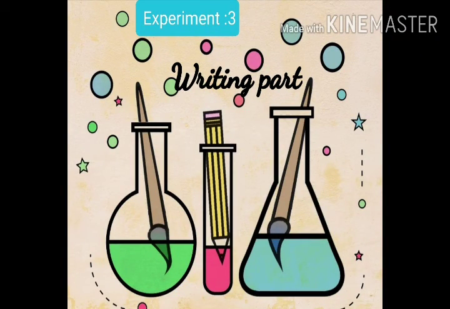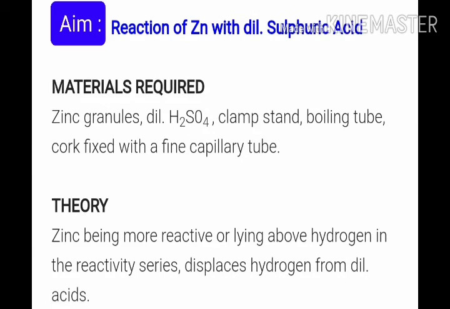Yes children, in this video we just learn how to write the practical part, or experiment part, or activity part. Experiment 3, which we have just learned today, is about the reaction between acid and metal. So, aim: reaction of zinc with dilute sulfuric acid.